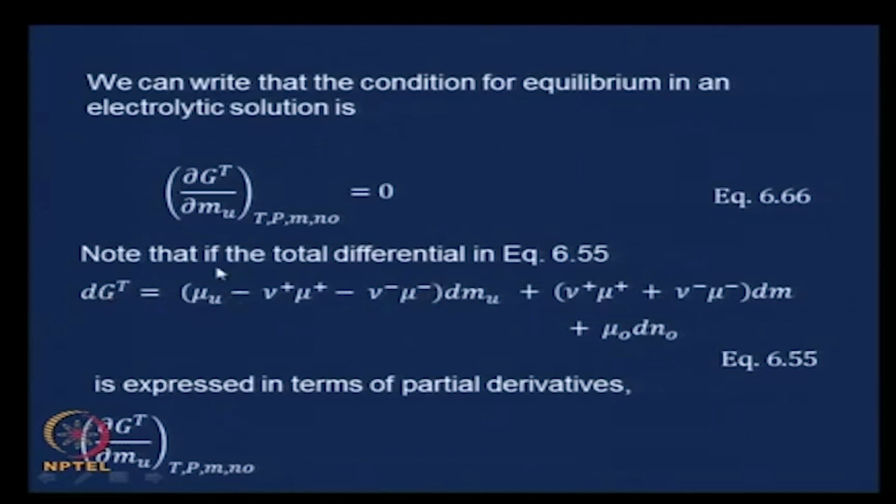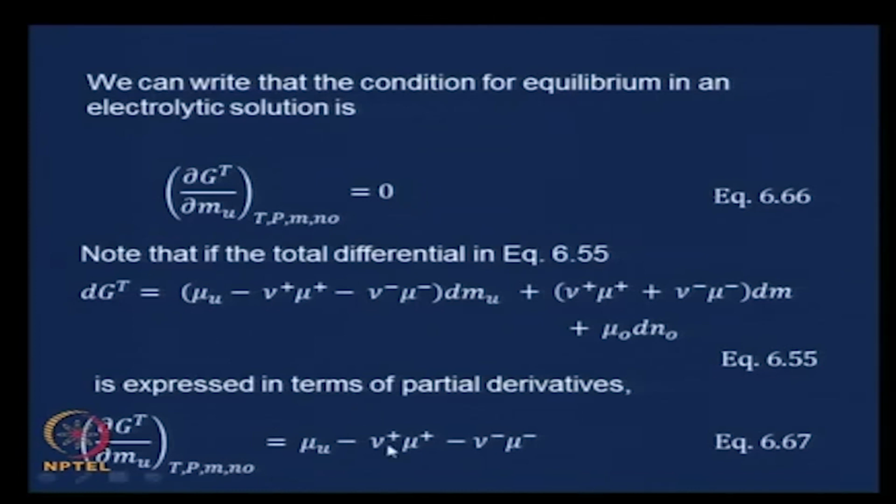Therefore this would be dou Gt dou mu at constant other things. I am not going to mention the constants here. Dou Gt dou mu dmu, dou Gt dou m dm, dou Gt dou n0 dn0. Therefore dou Gt dou mu at constant T, p, m, n0 is nothing but this term, mu u minus nu plus mu plus minus nu minus mu minus. Let us call this equation 667, and now we know where we are getting at.